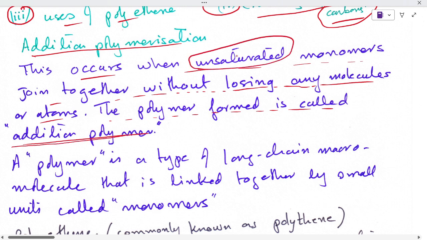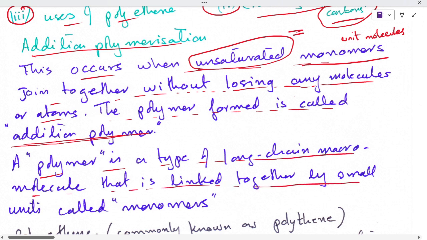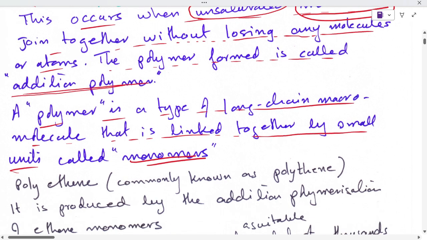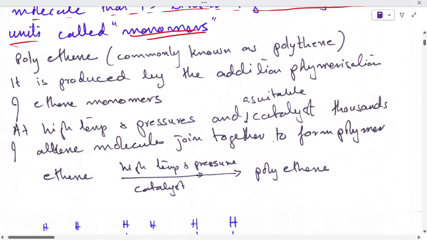And monomers are the unit molecules which are going to join together to form the larger molecule, which is a polymer. A polymer is a type of long chain macromolecule that is linked together by small units called monomers. It is just like a large train which has small boxes joined together with each other.